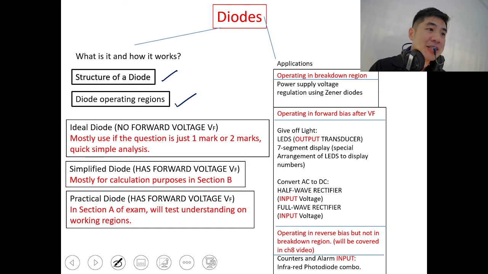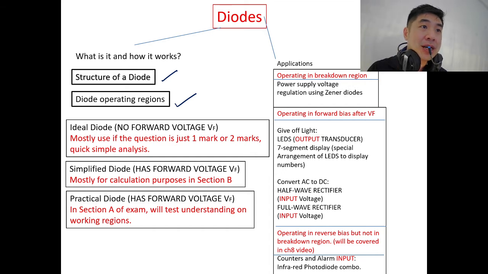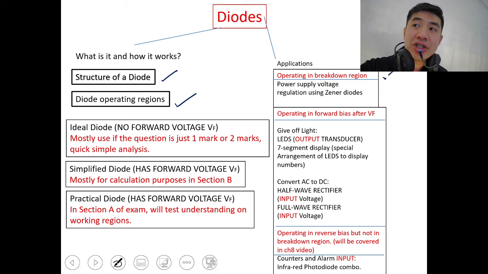In section A of the exam, they will test your understanding of the working regions of a diode. Now, following that, what about applications of diodes? Operating in the breakdown region, we have the Zener diodes. Over here, the Zeners.